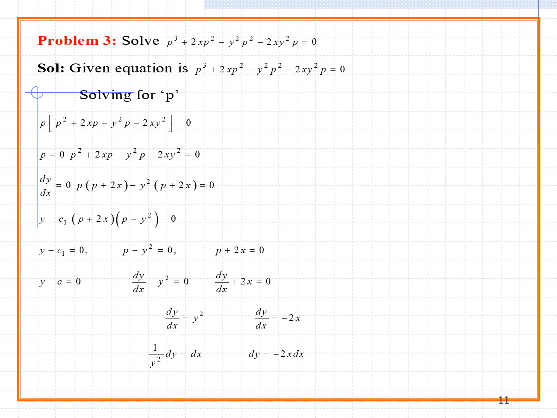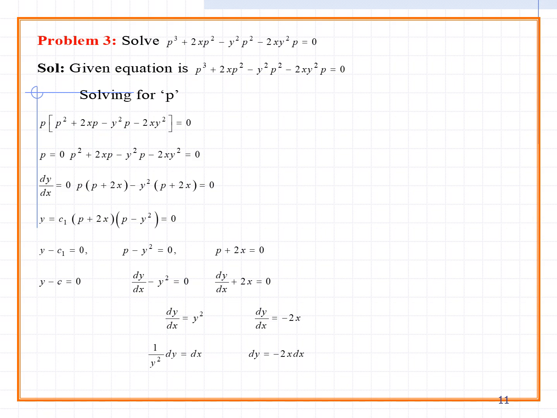Now let us see problem 3. Solve p cube plus 2xp square minus y square p square minus 2xy square p equal to 0. So this is the given equation. Now we can see solving for p. We can observe that in each and every term p is involved, so we can take p as common.